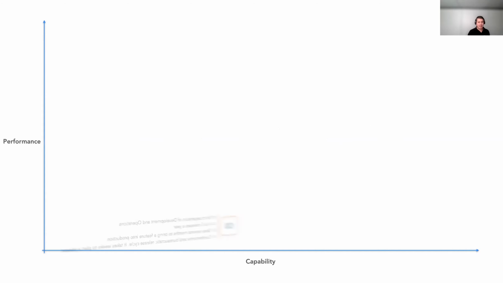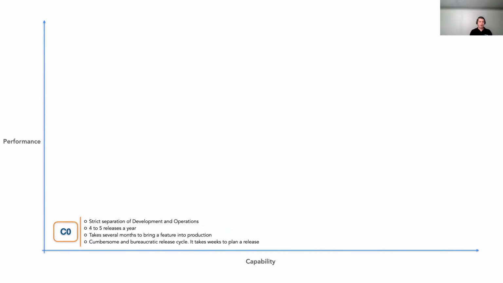Let's say you have a capability level 0, where you have a strict separation of development and operations. You do 4 or 5 releases per year. It takes several months to bring a feature to production. It's a really cumbersome, bureaucratic release cycle.